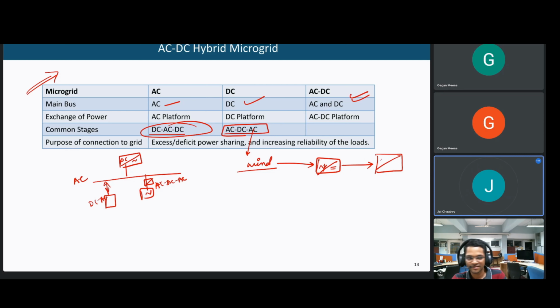Then again we have to convert for AC loads.